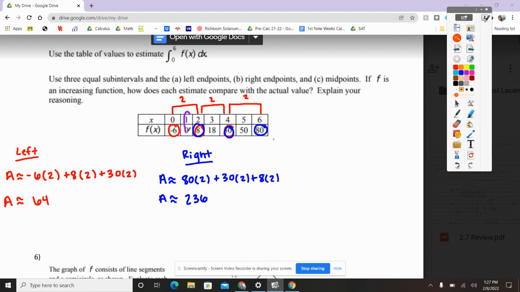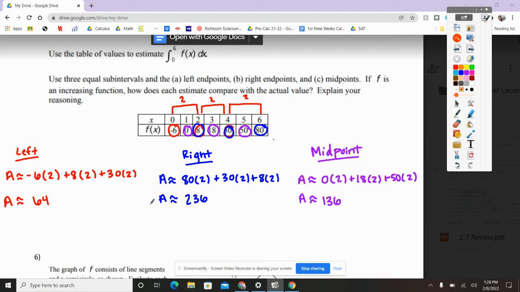Now the midpoint, we're always going to use this middle value, the one that's right in the middle: 0, 18, and 50. And here your area is going to be, so the first one is 0 times 2 plus 18 times 2 plus 50 times 2. So our area is approximately 136. Now the second part of this wants to know how each of these compare to the actual value.